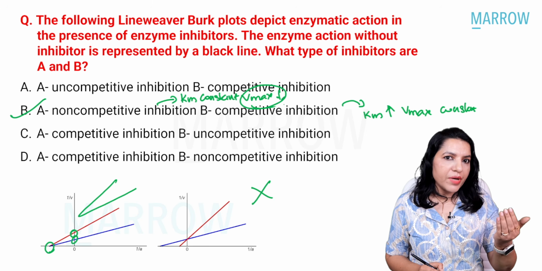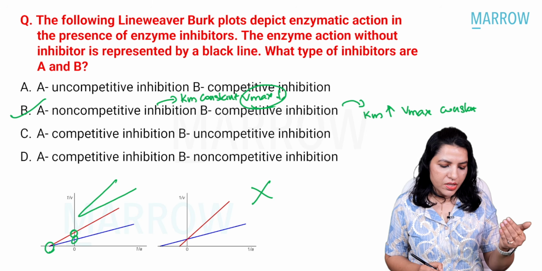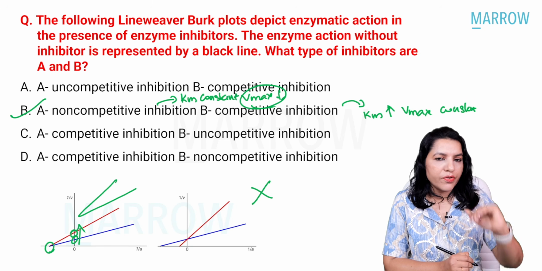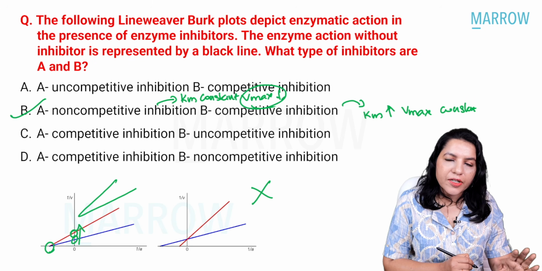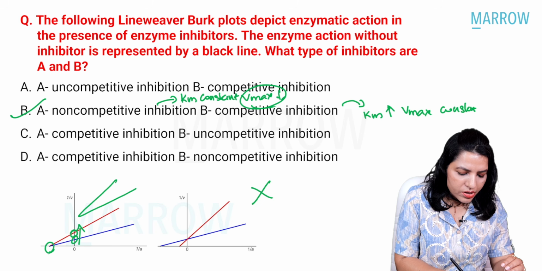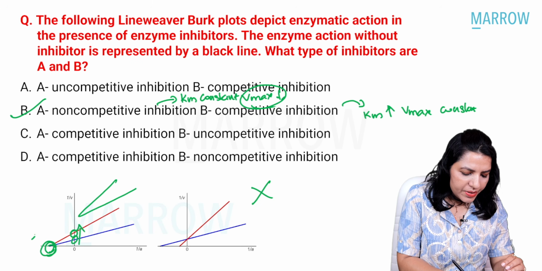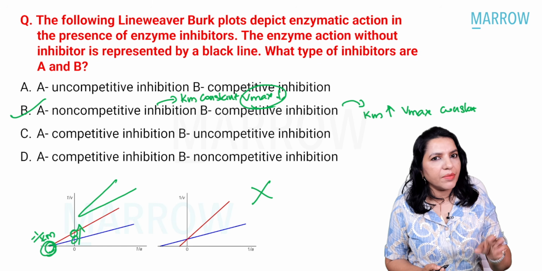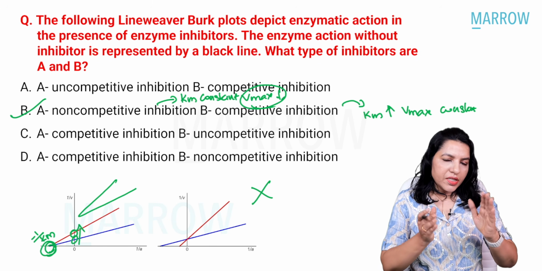So the new Vmax, that is 1 by Vmax dash, is actually moving away from 0. And what about the Km value? The Km value is a constant. So this is the x-intercept. X-intercept is minus 1 by Km. So it will not change because 1 by Km and 1 by Km dash will be the same. So that is why the shape.